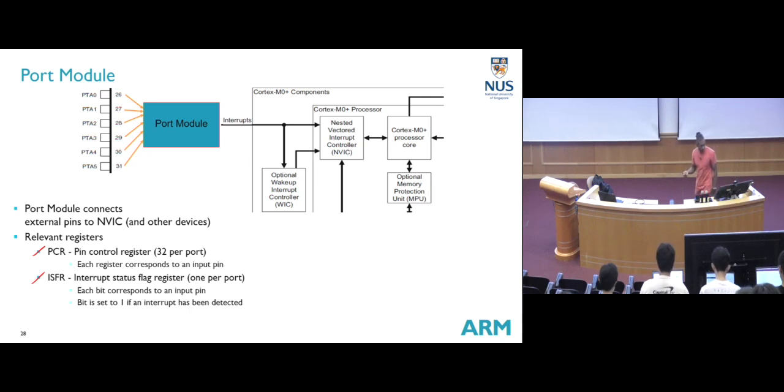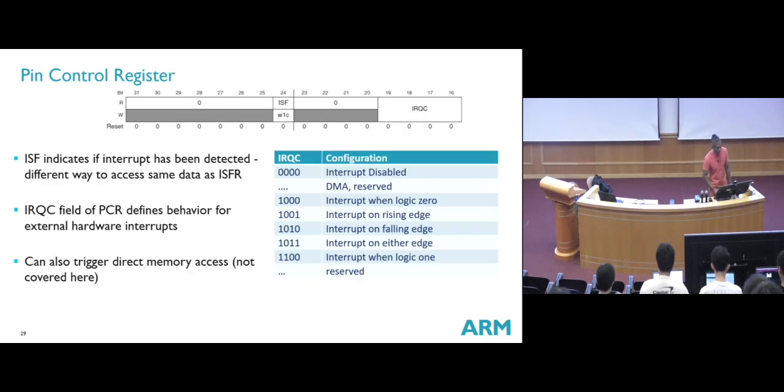So last week, we actually looked at the PCR register, the pin control register, to configure the mux setting. Remember, the mux setting is to select which function that I want. Is it the GPIO function? Is it some other alternate function, and so on? So that is one of the uses of the PCR register. Now we will look at another use of the PCR register, which is the IRQ setting. There is one PCR register for every pin in the port, so every pin is individually configurable. It's not a global setting, it's an individual setting.